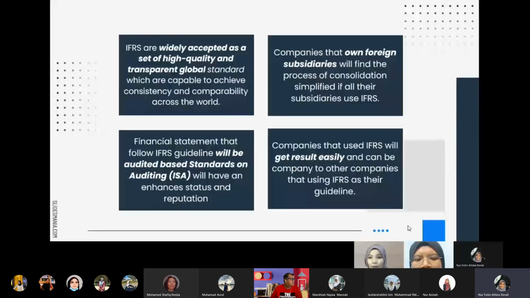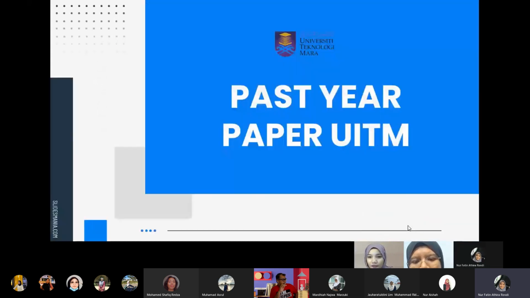Second one is companies that own foreign subsidiaries will find the process of consolidation simplified if all their subsidiaries use IFRS. Third one is financial statements that follow IFRS guidelines will be audited based on the International Standards on Auditing or ISA, and will have an enhanced status and reputation. Last but not least, companies that use IFRS will get results easily and can be compared to other companies that use IFRS as their guideline. So that's all from me. I will pass to the next presenter.